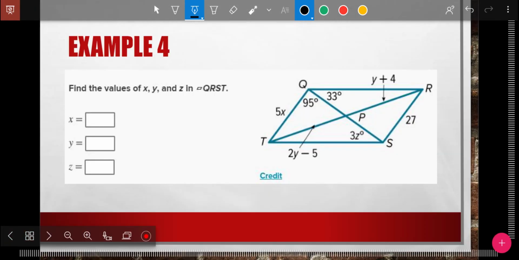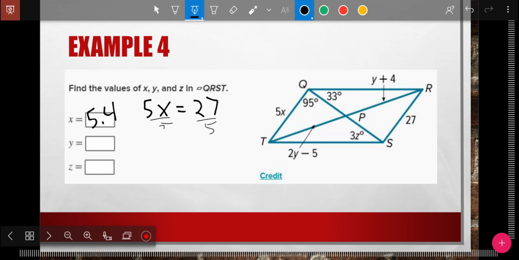Where is the x? X is right here. X is on this side. Opposite sides are congruent. So I want to grab my calculator because I need it for this problem. I want to set up 5x equals 27. I'm going to divide both sides by 5. And so 27 divided by 5 is 5.4.